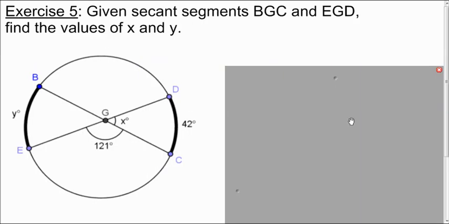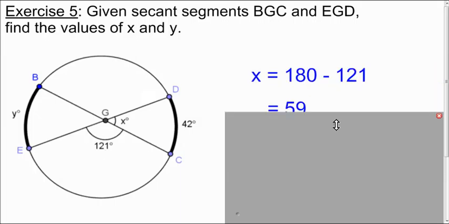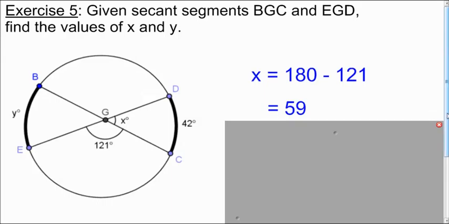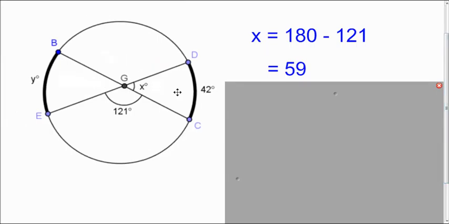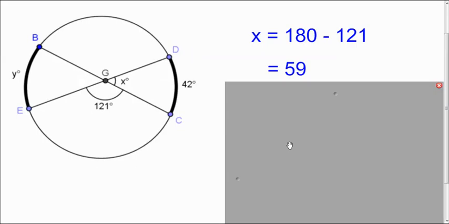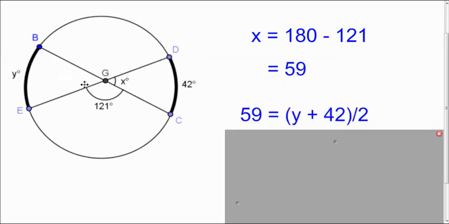Now this one is still the same theorem we're applying, but a slightly different way to solve it. So let's see, how do we figure out what x is first? Well, this is supplementary to the angle that measures 121 degrees. So x is 59. Now, if we apply our theorem, well, we know what x is, but we don't know what one of the intercepted arcs is. So 59 is equal to the sum of y plus 42 divided by 2. So we don't know what this arc is, but we can solve for that using some algebra.